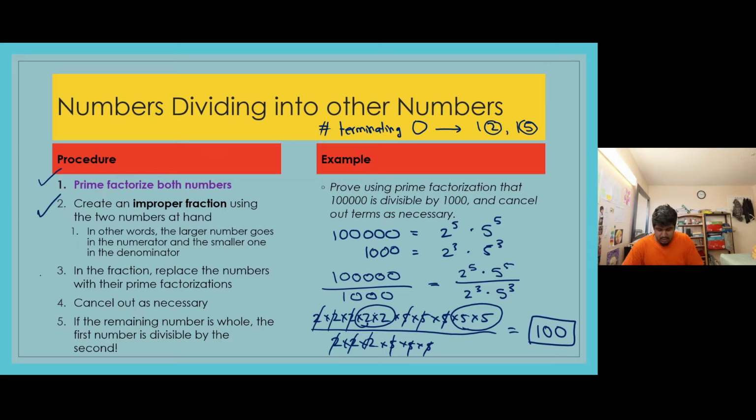Now we do our last check. 100 is obviously a whole number, which means that yes, 100,000 is divisible by 1,000. And it's easy to see that from the etymology of the numbers, right? 100,000 literally means having 100 and multiplying it by 1,000. It's literally 100 groups of 1,000. That's why it's 100,000. So this answer makes perfect sense. All right.